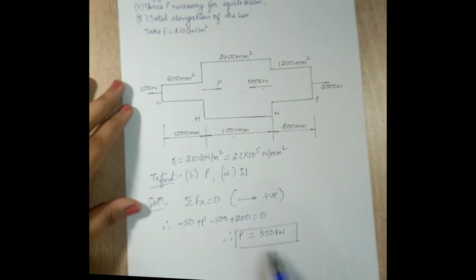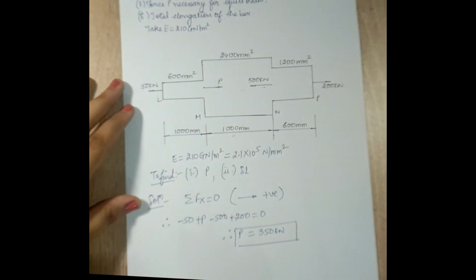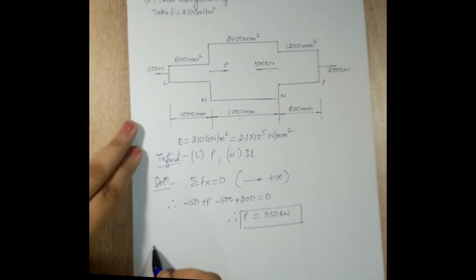Now, having found this value of P, I need to draw the FBD of each bar. I'll start with LM first.